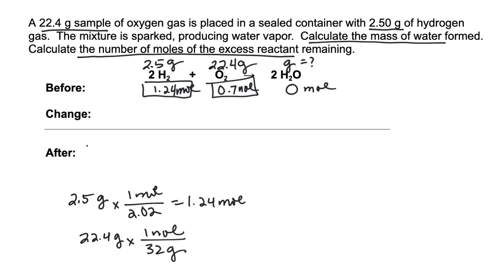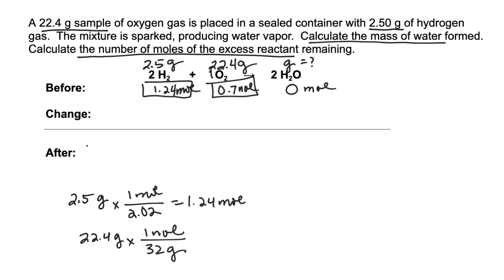So I'm going to look at my number of moles and my mole ratio. According to my mole ratio, I need 2 moles of H2 to every 1 mole of O2. So if I look at this, do I have twice as much hydrogen gas as my oxygen gas? I don't, because 2 times 0.7 would give me 1.4, and I don't have that. So that tells me that hydrogen is my limiting reactant. It's going to run out before my oxygen.